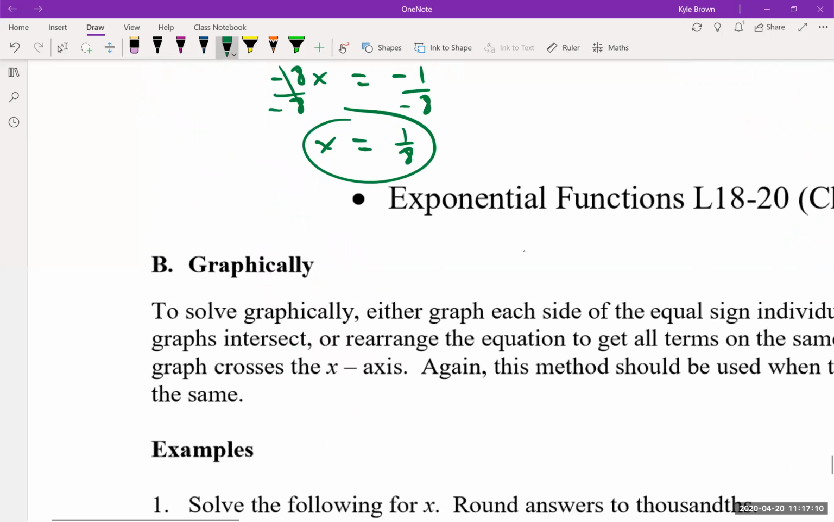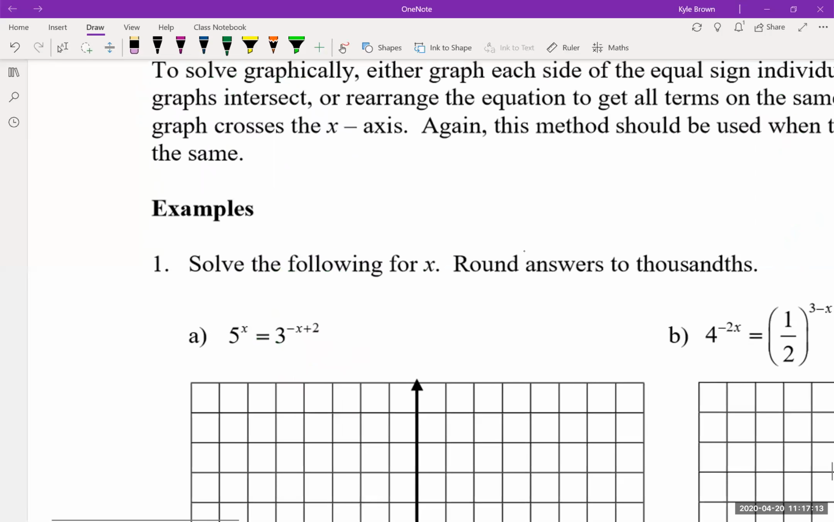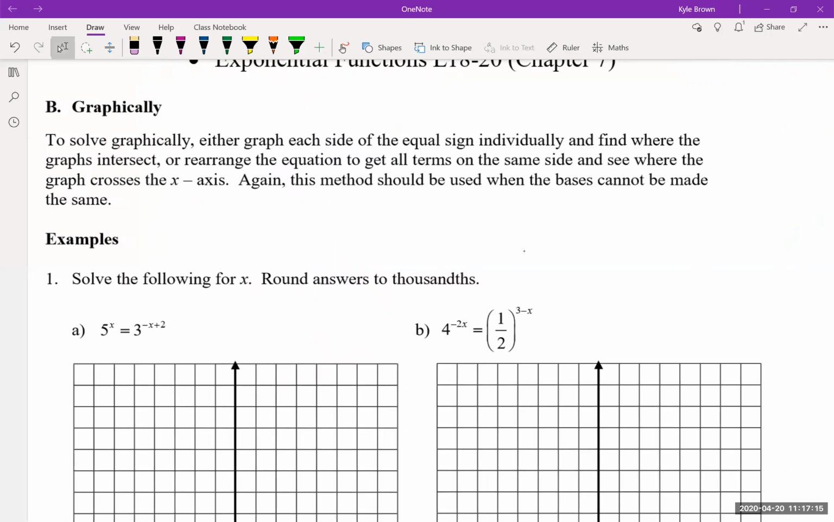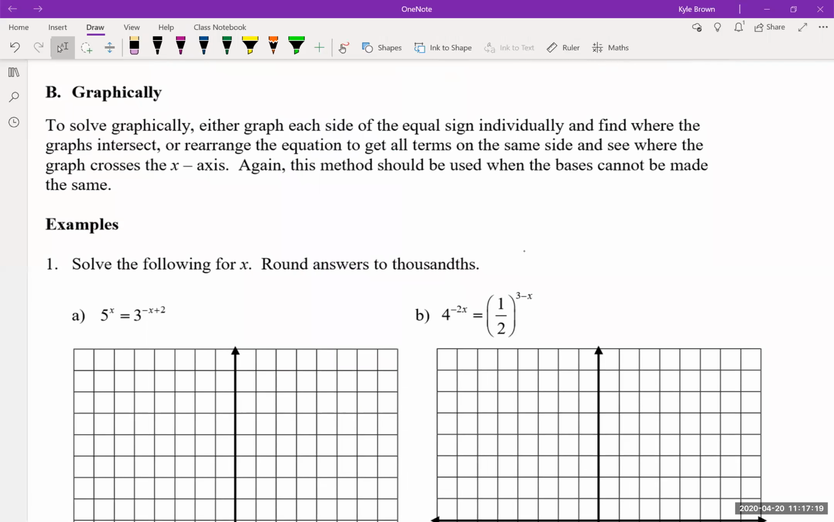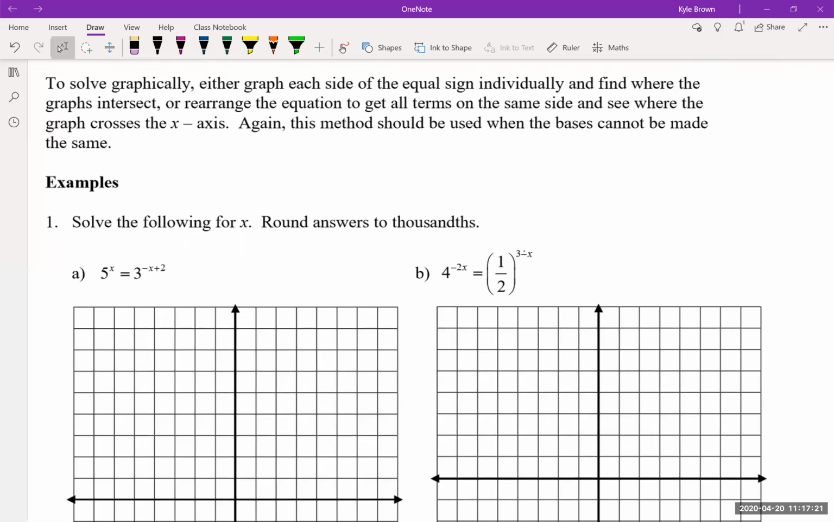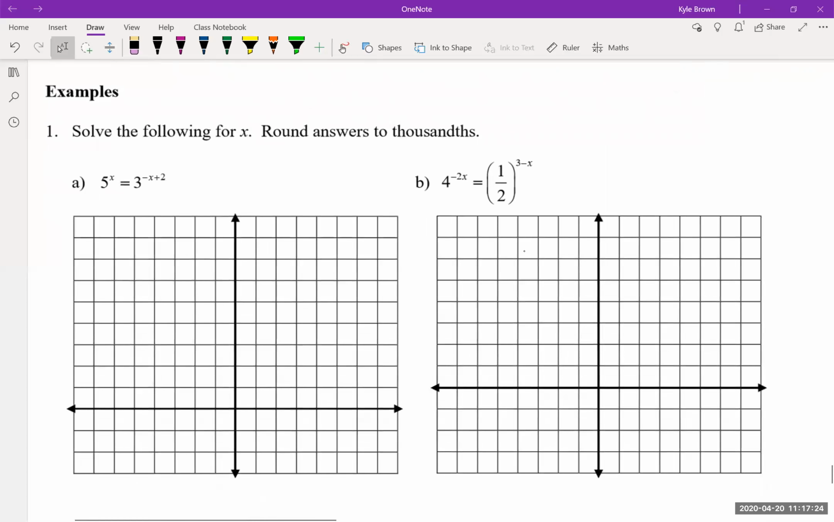All right, next one here. So now graphically, and we actually did a little bit of this in the last one too. I'm not going to spend too much time on this because I think you guys will be fine with it. This is the way we've been doing it. If you were solving for x, like in this case, where we got 5 and 3 for our bases, there's no way I'm making those the same base. This is not going to work out.